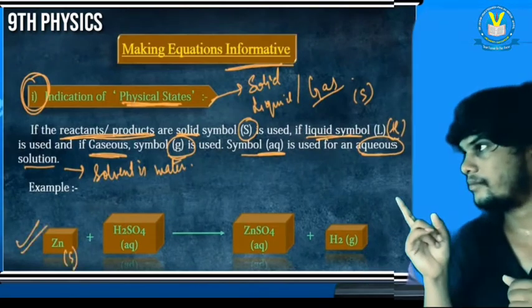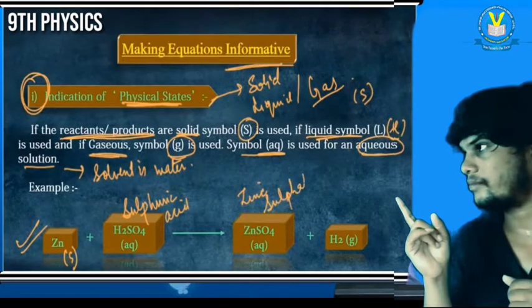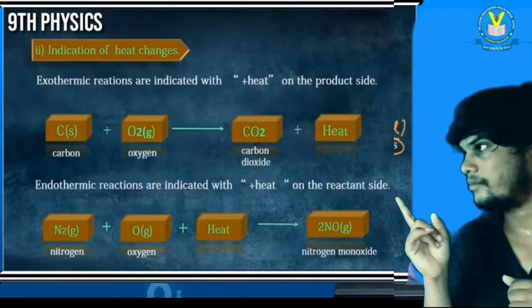Look here in this equation. Zn, zinc, is a crystalline form, so it is solid. H2SO4 means sulfuric acid, which is a liquid, but the acid is dissolved in water, so it is aqueous, aq. By the combination of these two it forms ZnSO4, zinc sulfate, which is an aqueous solution, meaning it is present in the water. And H2, hydrogen, is a gas, so we can represent their physical states like this.